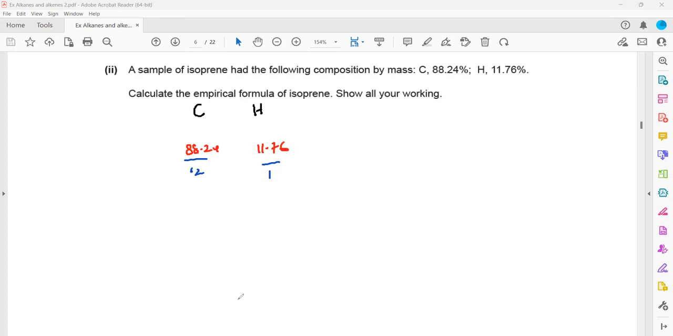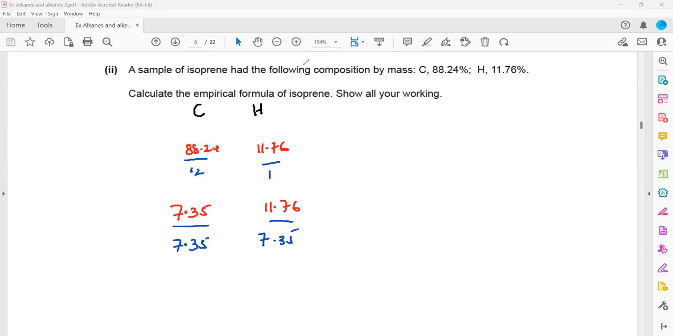7.35. And this will remain as 11.76. The second step is to divide by the smallest value in the combination, which is 7.35. So we divide both of them. What is the answer here?